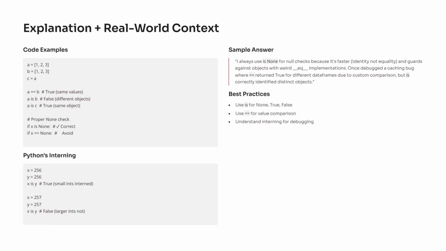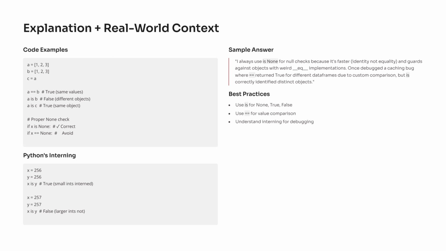Now, if you assign one list directly to another variable, for example, by saying C equals A, both variables point to the same object. At that point, both double equals and is will return true because they're literally two names for the same object in memory.